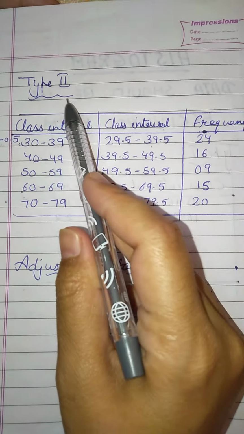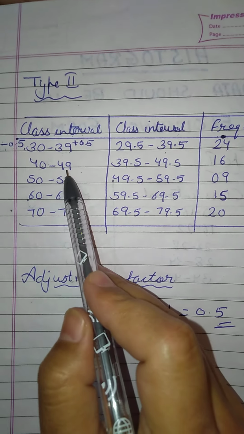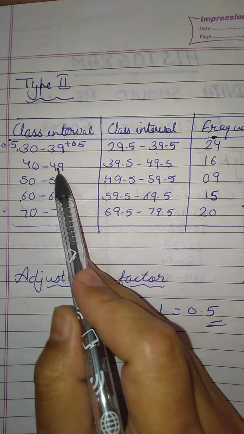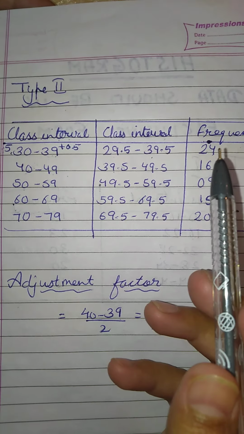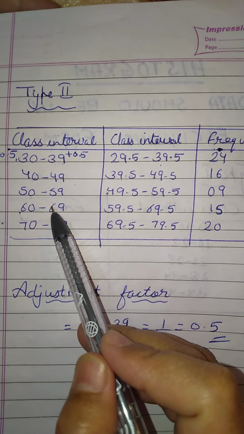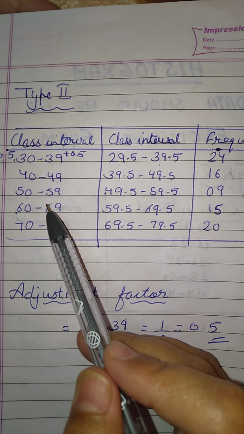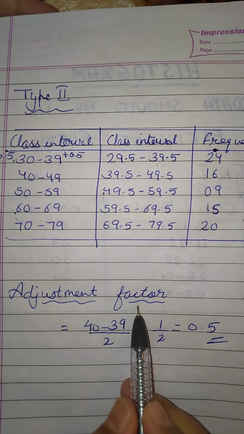Then comes the second type. When your class intervals are like 30 to 39, then 40 to 49, then 50 to 59, there is a gap. This type of data is called inclusive form, and we cannot plot a histogram for such type of sum. We have to convert it into exclusive form. How do we do that? We do that by finding the adjustment factor.